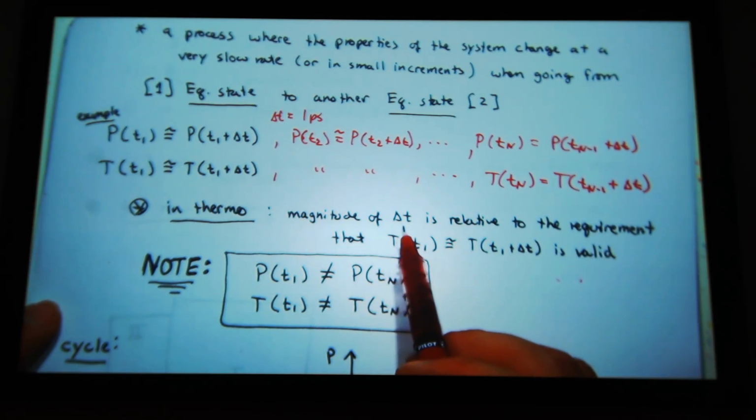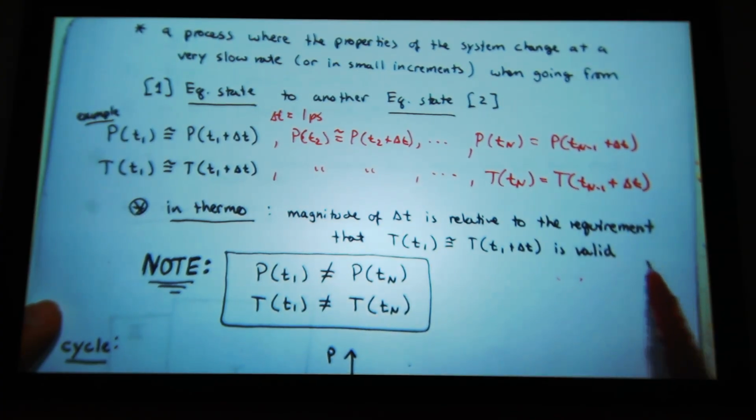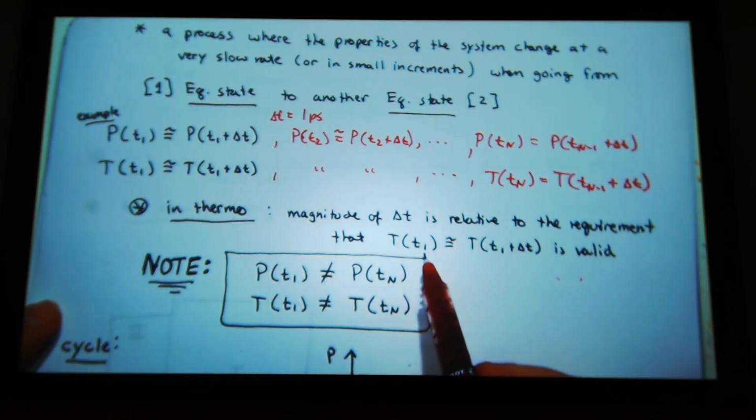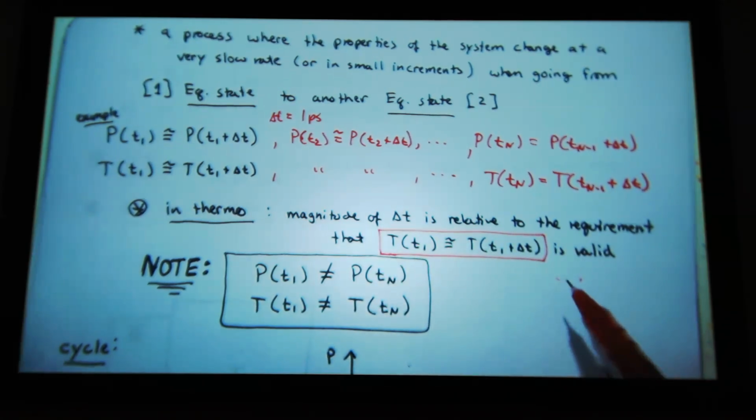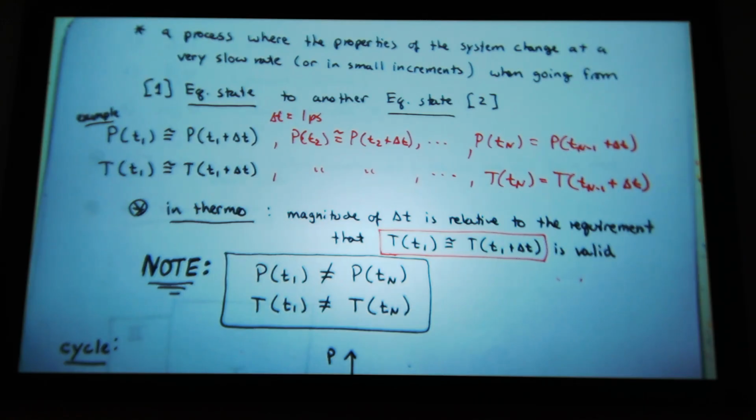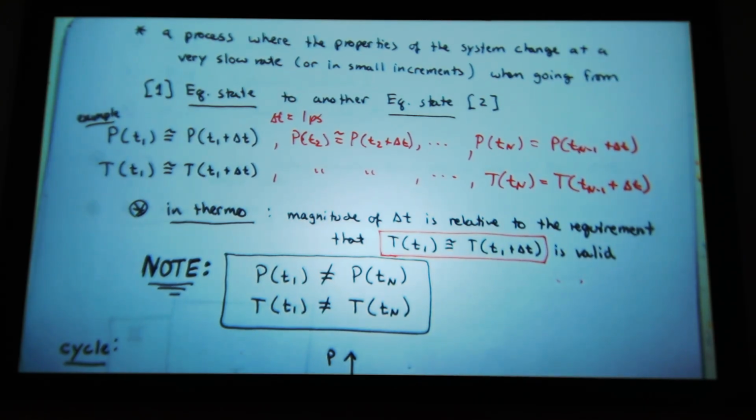So the magnitude of this delta T is relative to the requirement that this is valid. So it's size and system and everything dependent. For some systems, 1 femtosecond isn't enough. For some systems, say the universe, or if I look at the sun, the equilibrium state of the sun, I could probably say I could use 10 years as a delta T.